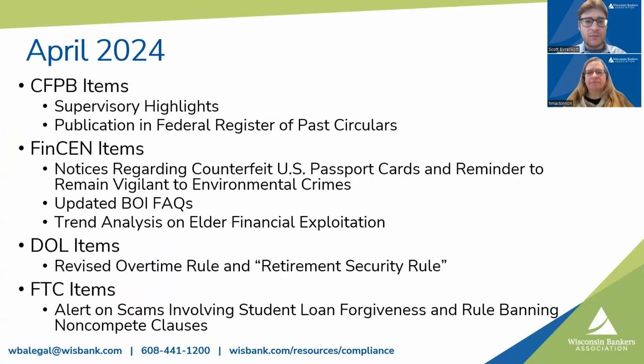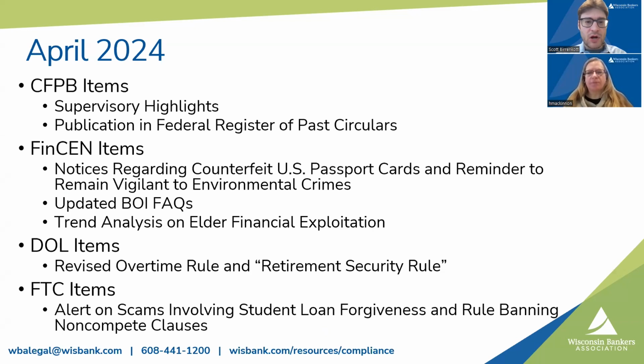So for April, we have a couple of CFPB items that we'll start with, including a supervisory highlights. We also have a publication that CFPB recently put on the Federal Register relating to a past circular that we'll cover. FinCEN also has some updates. As always, we like to include notices when they have an update on recent trends within the realm of financial crimes relating to some red flags on how to spot them, some SAR reporting instructions, as well as updated beneficial ownership information reporting FAQs, and a recent analysis regarding trends in elder financial exploitation.